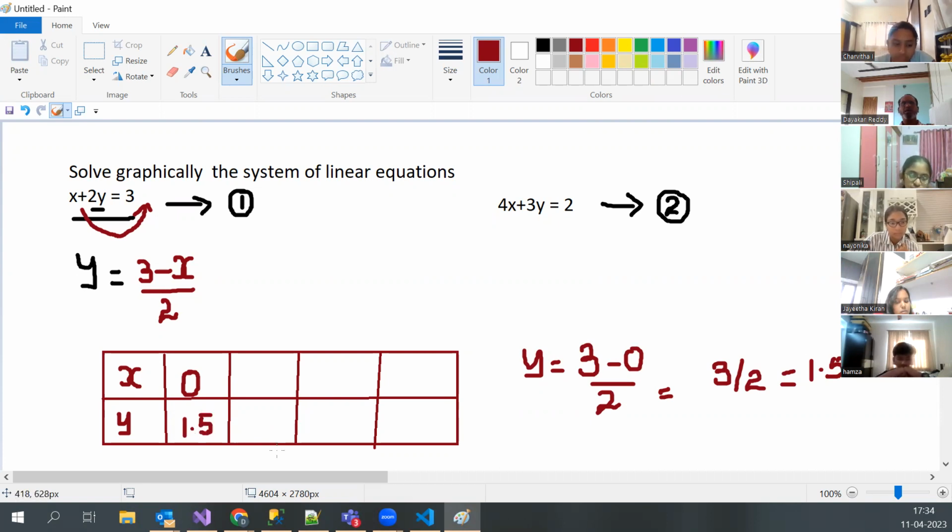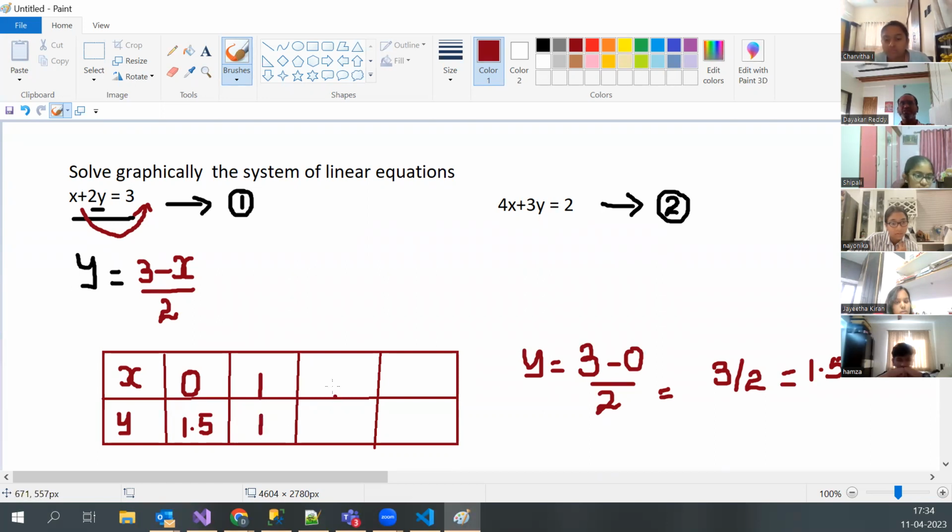Right? 1.5. Whenever we don't want a fraction, the numerator should become a multiple of 2. What can I take here? We can take x equal to 1. If x equal to 1, what will happen? y equal to 3 minus 1, 2. 2 by 2 is 1.